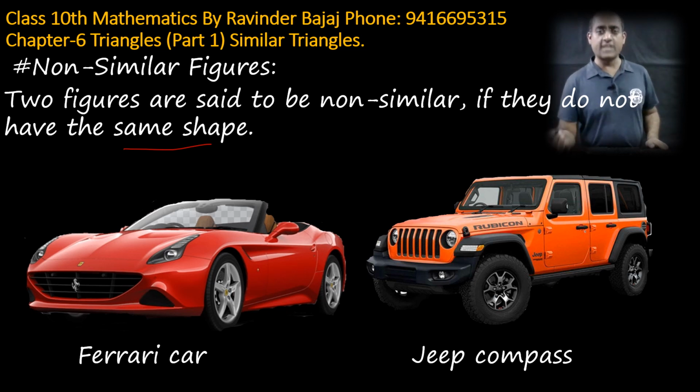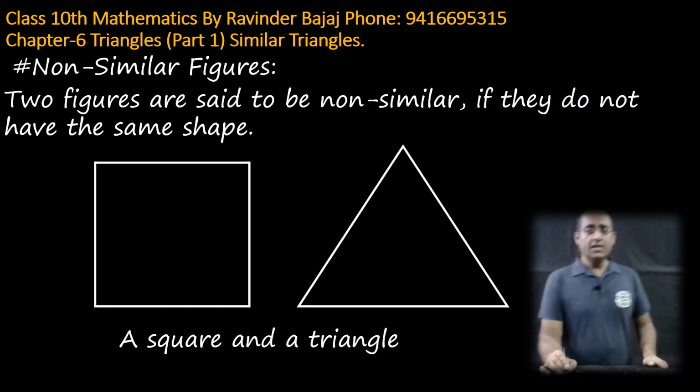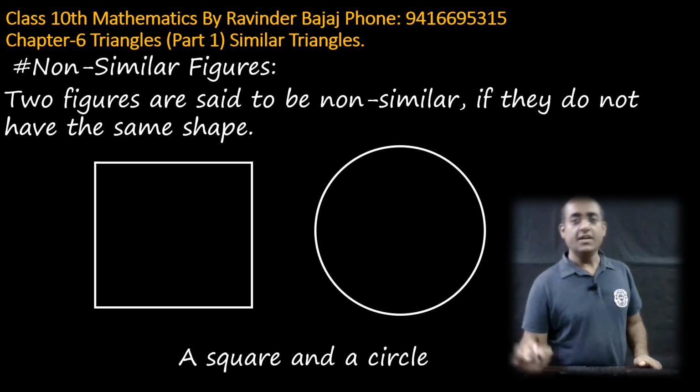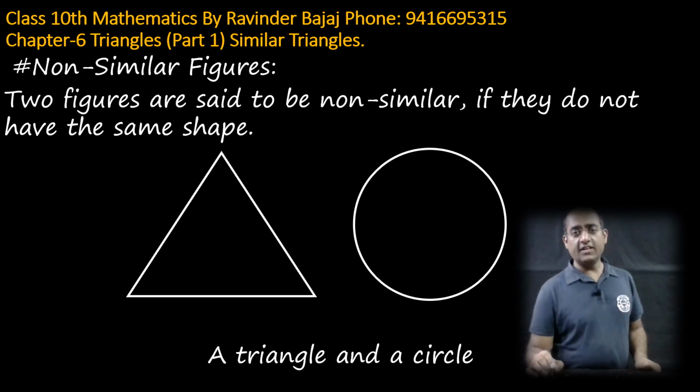Let's talk about more examples. A square and a triangle are two non-similar figures. A square and a circle are two non-similar figures. A triangle and a circle are also two non-similar figures. In this way, non-similar figures are totally different in their shape.